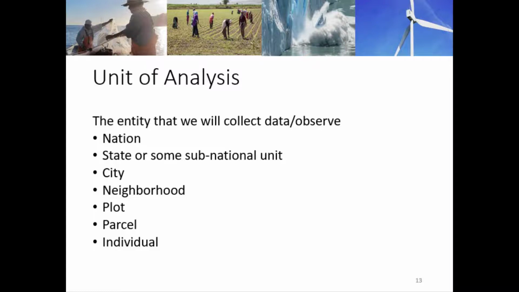One thing we need to think about when we're designing a research study is the unit of analysis. This is the entity that we will collect data on or observe or make measurements about. This could be a nation or a state or some subnational unit, a province, a city, a neighborhood. In the ecological or biological sciences, it could be a plot or a parcel. It could be an individual, that could be a human or an animal species.